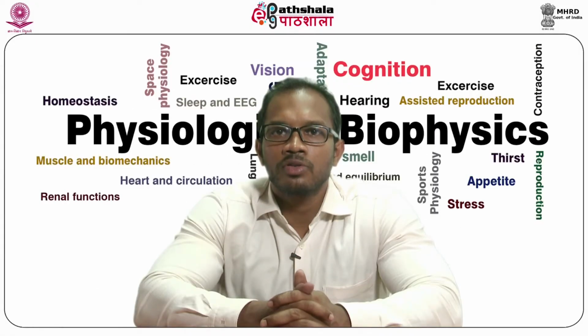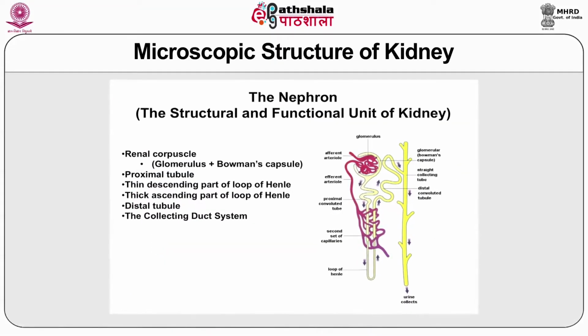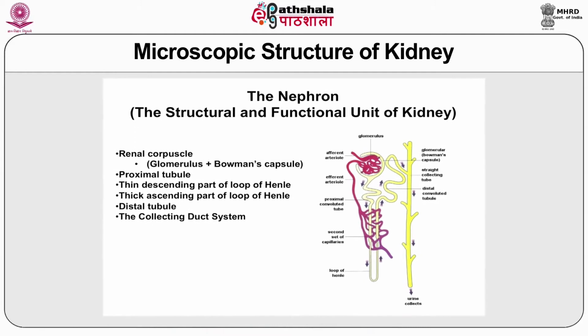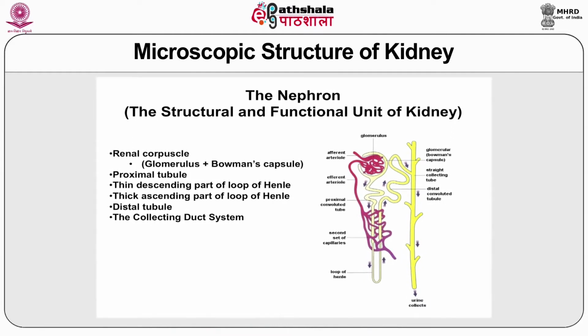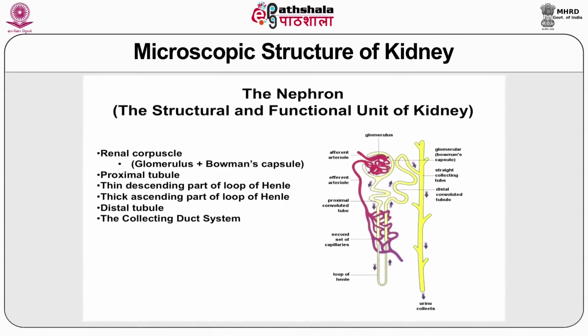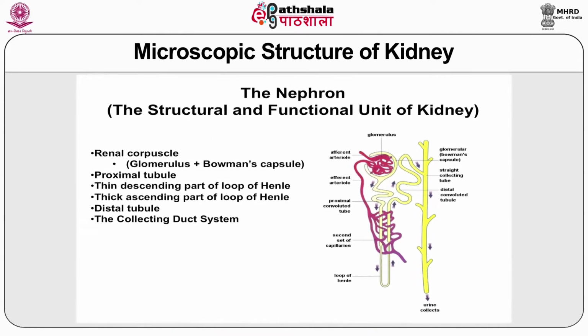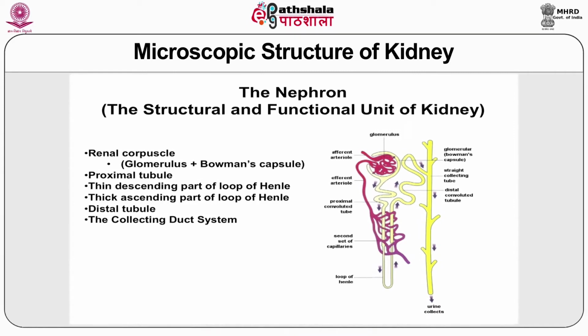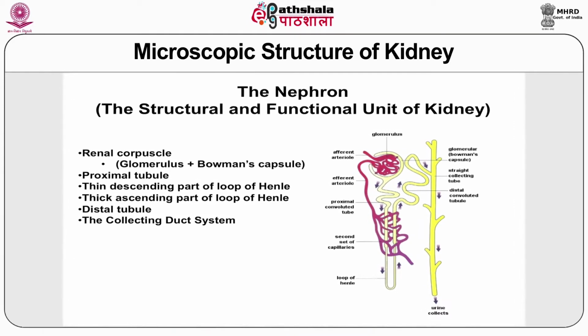Now we are going to discuss the microscopic structure of the kidney. Microscopically, the kidney is composed of nephrons, blood vessels and lymphatics. The nephron is the functional unit of the kidney responsible for urine formation. On average, 1 million nephrons are present in each kidney. Nephrons are further divided into the renal corpuscle and tubules.